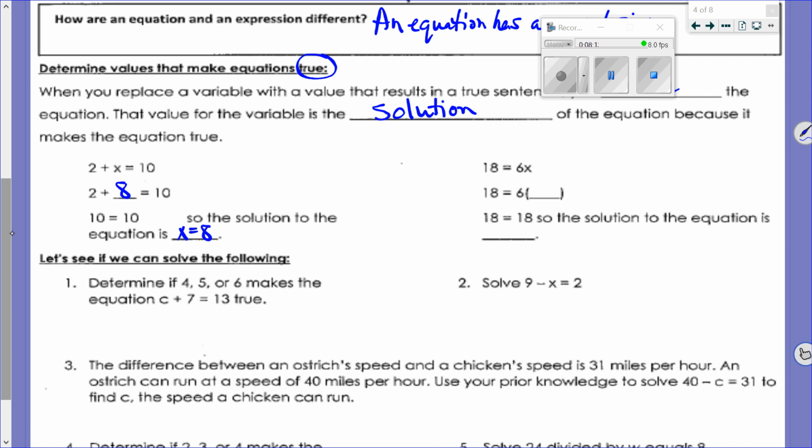Make sense? So really, when I say solve the equation, I'm saying what makes it true. In other words, when I look at it, I say, okay, both sides of the equal sign are the same. That's now true. I've solved the equation. What about this one? Now we're looking at multiplication. We're saying 18 equals 6 times some number. What value do I put in? 3. So 6 times 3 is 18, so the solution to the equation is x equals 3. You getting it? Okay.